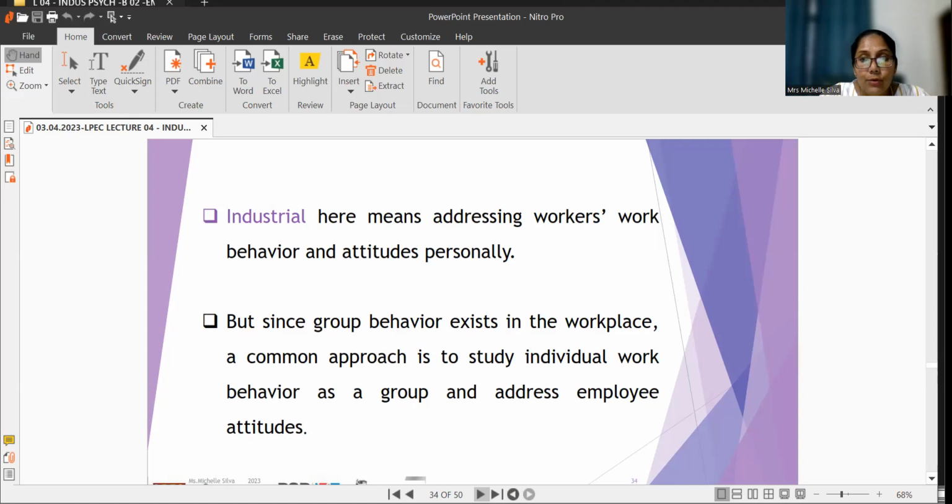So because of this synergy effect, most organizations have encouraged group behavior and group performance. Therefore, this word industrial is no longer valid. Why? Because in an organization context, we are not going to address workers' behavior and attitudes only individually. Since group behavior exists in the workplace because of the synergy effect, they have realized that working as a group will produce more units than individual productivity. A common approach is to study individual work behavior as a group and address employee attitude. So what does this book say? Individual behavior for industrial, but organizational means we try to address all employees' work behavior and attitudes as a group.